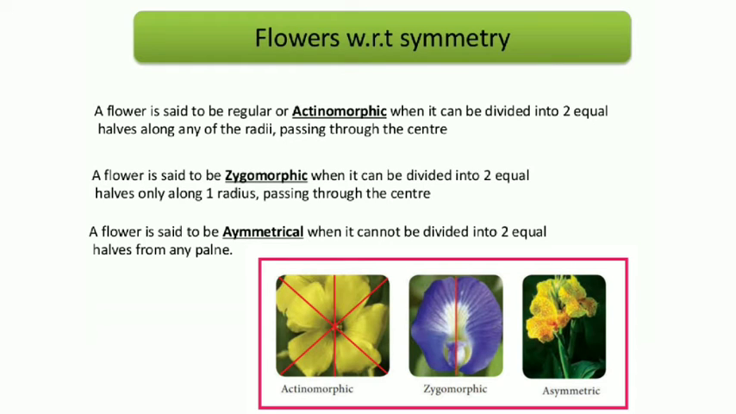Zygomorphic: a flower is said to be zygomorphic when it can be divided into 2 equal halves only along one radius, only at one angle. It is called zygomorphic. Then it is called asymmetrical when it cannot be divided into 2 equal halves from any plane. Means the flower has no particular shape, so it is difficult for us to divide it into 2 equal parts. In such a case, the flower is called an asymmetrical flower. Okay. So, actinomorphic, zygomorphic and asymmetrical. You can see clearly in the diagram, right.